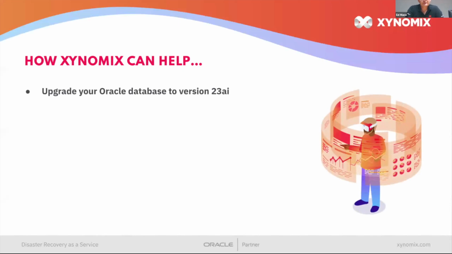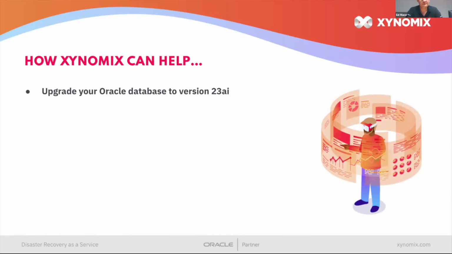So how can Xynomix help? We obviously covered 23AI, so we know it's coming on-prem, hopefully in the not too distant future, but it is available in OCI currently, so it can obviously be spun up. So if you were considering potentially upgrading to 23AI, or for that matter, you're running on 10, 11 or 12, and you're looking to make that transition to 19c or 21, then essentially this is something that Xynomix can actually assist with and help you through that process and journey.